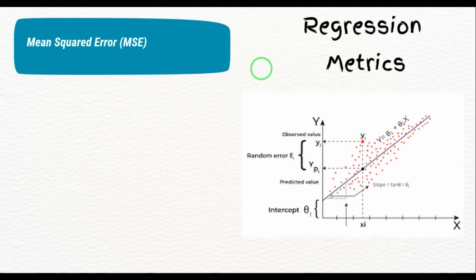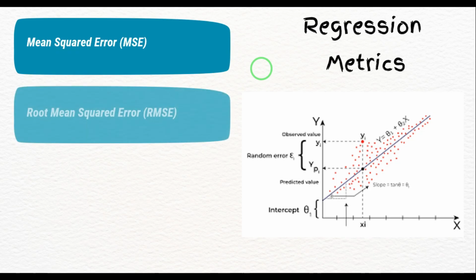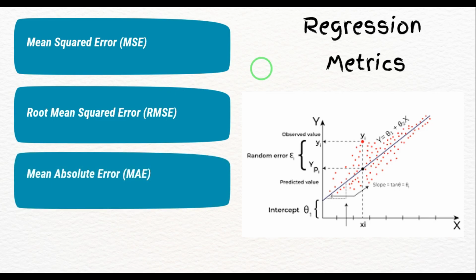In regression tasks, we use different tools. First one is mean squared error, or MSE. It measures the average squared differences between the model's predicted values and the actual or true values. Lower MSE shows a better model. The second one is root mean squared error, or RMSE, which measures the standard deviation of prediction errors, which gives more weight to larger errors.